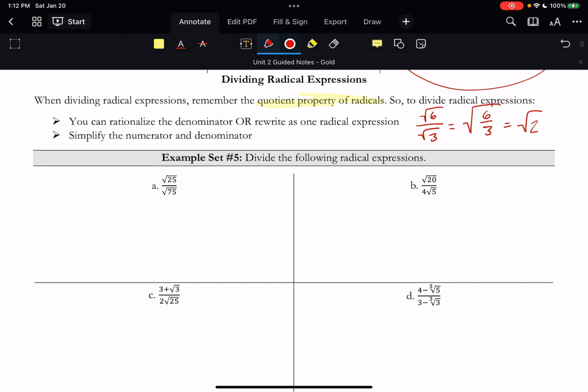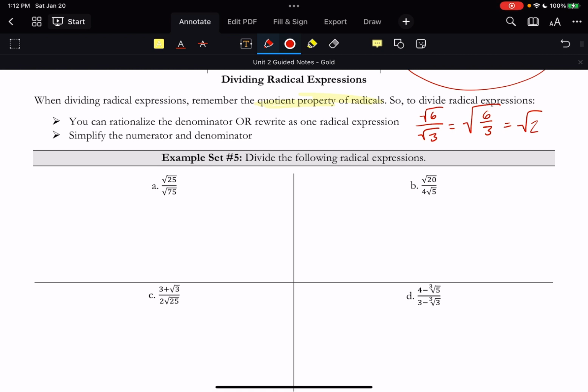So there's multiple different ways to divide radical expressions. Some people prefer to simplify the numerator and the denominator, see what they can cancel, and then rationalize if you need to. Some people prefer to use the quotient property and write them as one. Some people prefer to rationalize right away. Again, they're all correct. So I'm going to show you a couple of different ways.